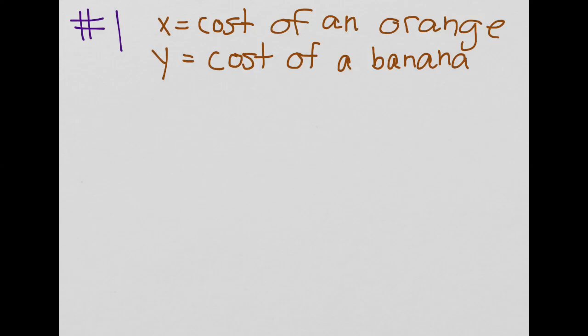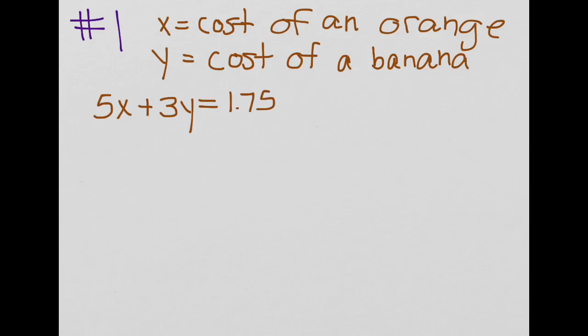Okay, let's go back to our story problem. Usually one sentence in the story problem is going to translate to one equation. So the first sentence says Sonia bought 5 oranges and 3 bananas. We don't know how much one orange costs, but we know that 5 of them would cost 5x. And we don't know how much one banana costs, but if we bought 3 bananas, then the cost of them would be 3y. And altogether, Sonia spent $1.75.